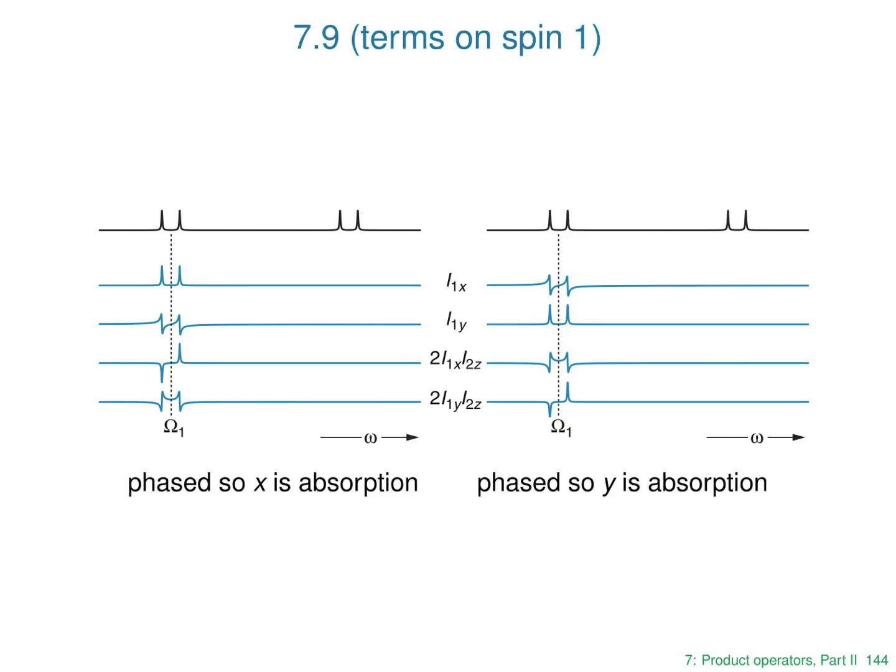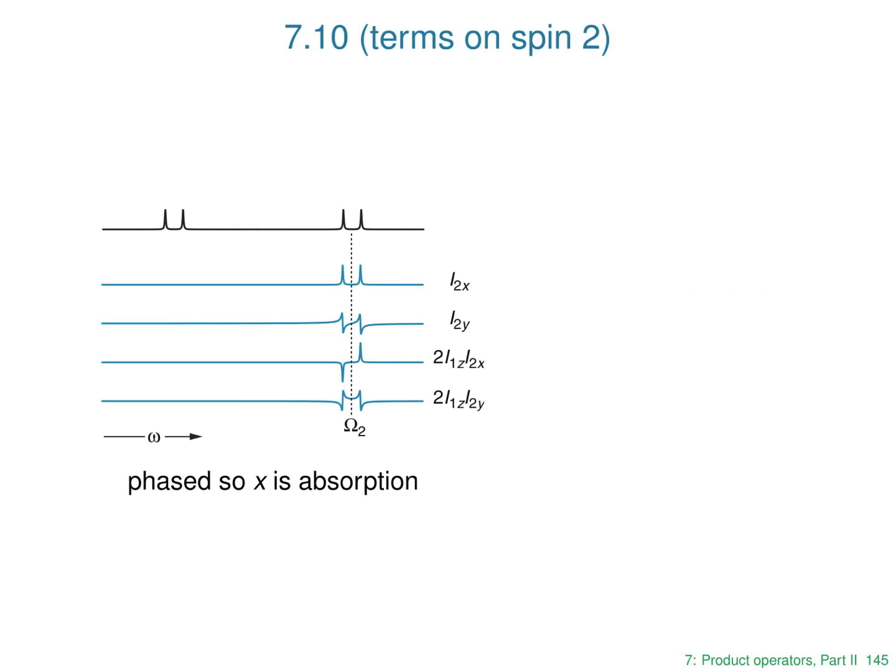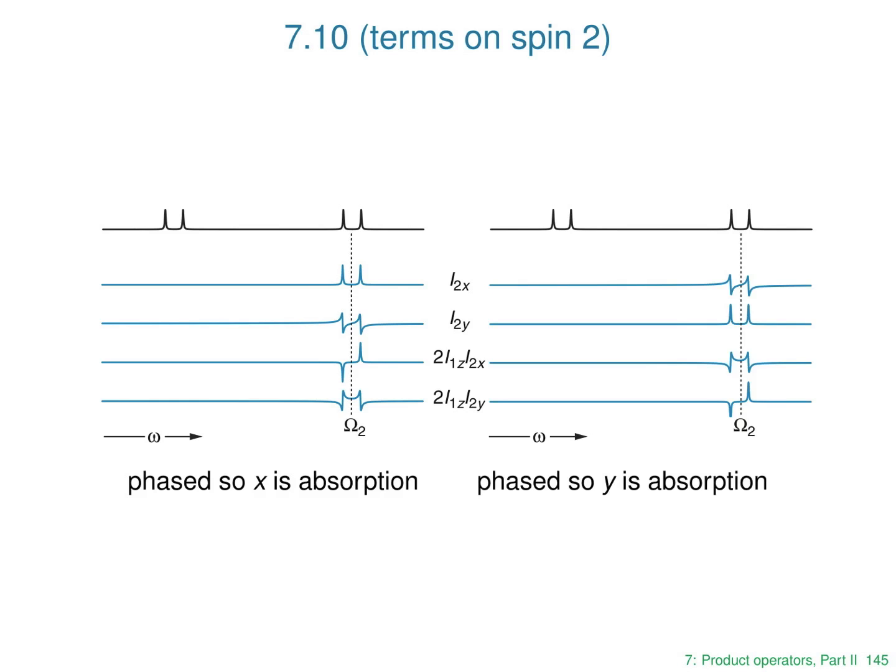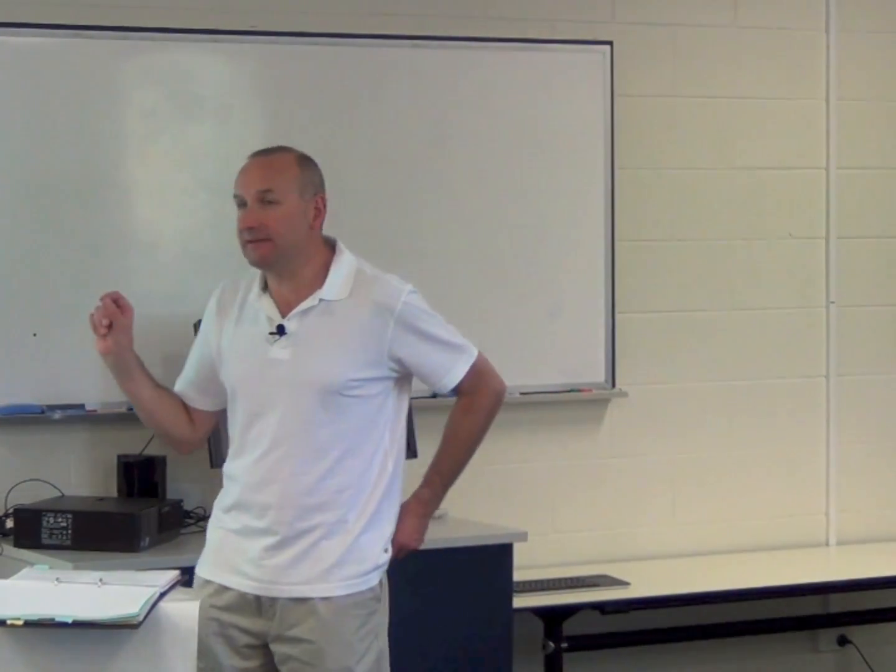So these are the spin 1 terms. Then you have an exactly equivalent set of terms on spin 2. So I2x is in phase on spin 2, and 2I1z I2x is antiphase on spin 2. And that's what I show there. And likewise, if you rephase it, so y is absorption, you've got in-phase I2y and antiphase 2I1z I2y. And this idea of the antiphase term turns out to be absolutely crucial in all of this, because these antiphase terms turn out to be the ones that do all the interesting stuff.